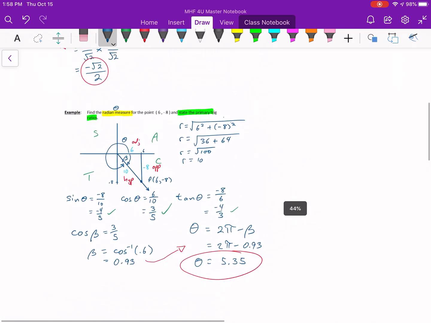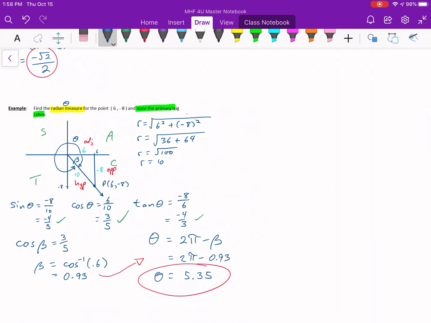So we can use either a point or an angle, and we can put everything together on the Cartesian plane and do those kinds of calculations.